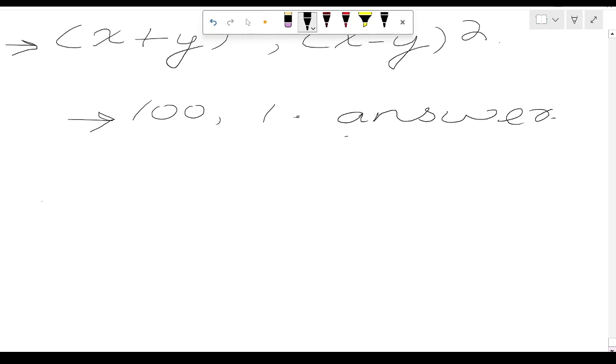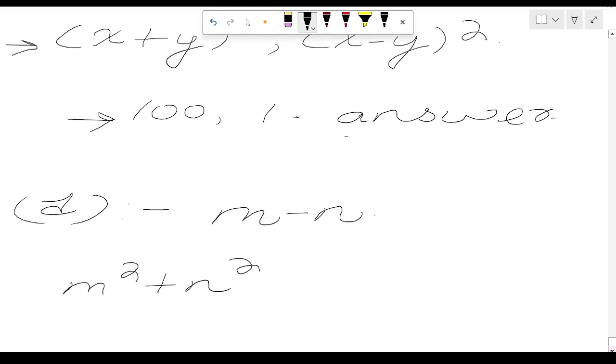Then we have part D. Part D states that the only common factor of two polynomials is m minus 1. So we have two unknown polynomials and their common factor is given, which is m minus 1, and they say that the uncommon factor of this polynomial is m square plus n square. Now they are saying, can you guess the unknown polynomial?